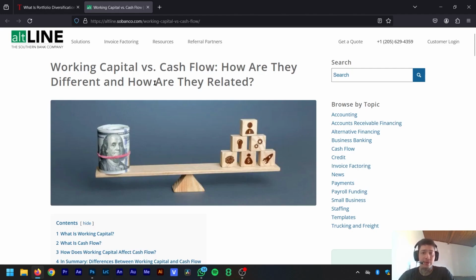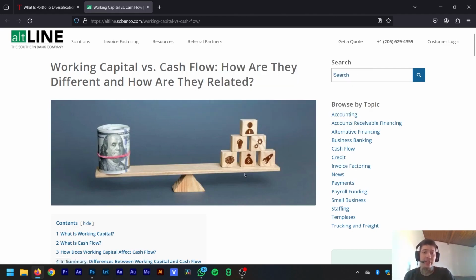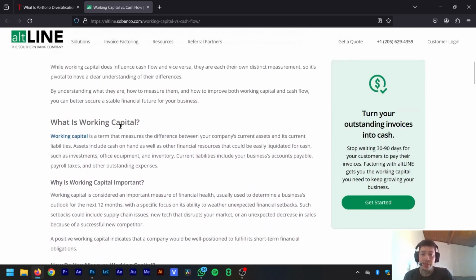So working capital versus cash flow. How are they different and how are they related? So what is working capital? Working capital is a term that measures the difference between your company's current assets and its current liabilities. Assets include cash on hand as well as other financial resources that could be easily liquidated for cash, such as investments, office equipment, and inventory.